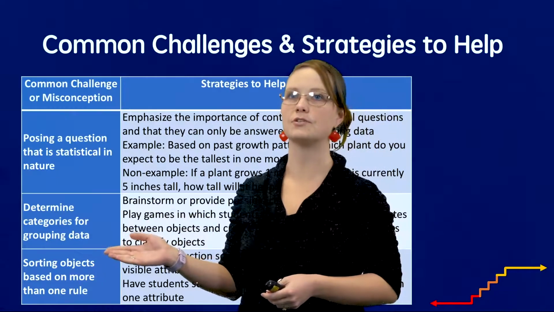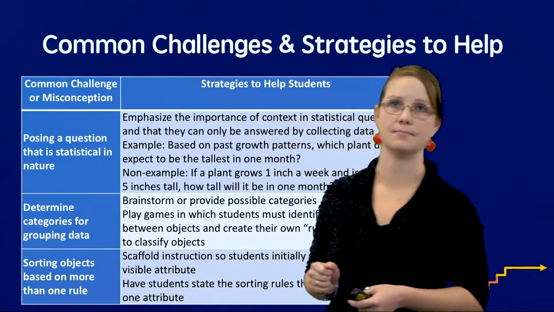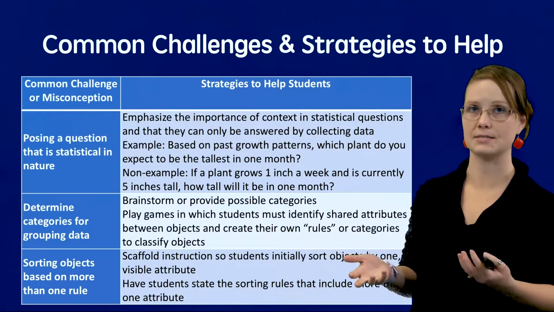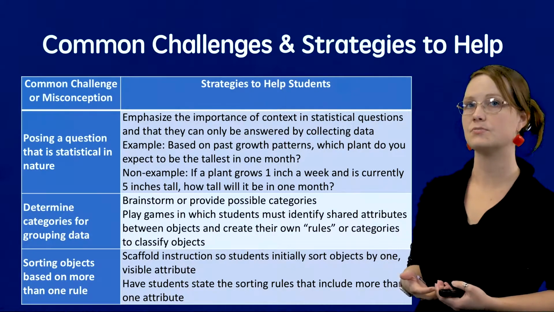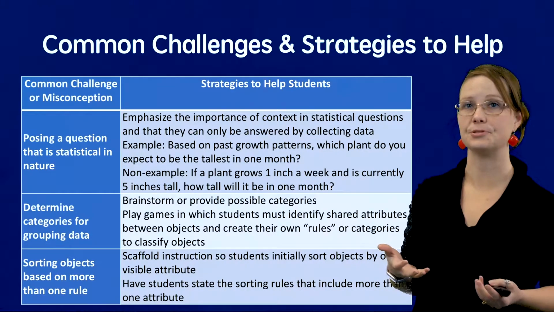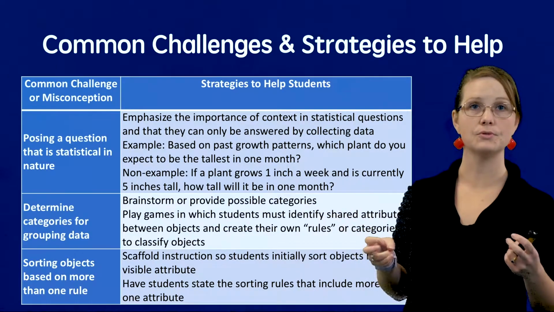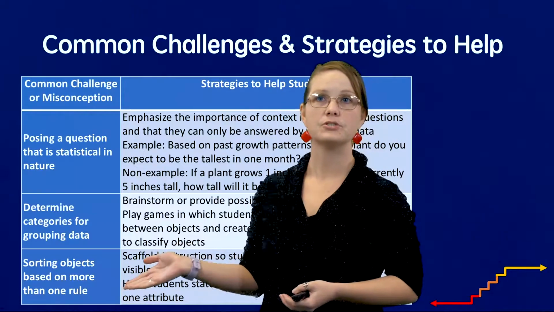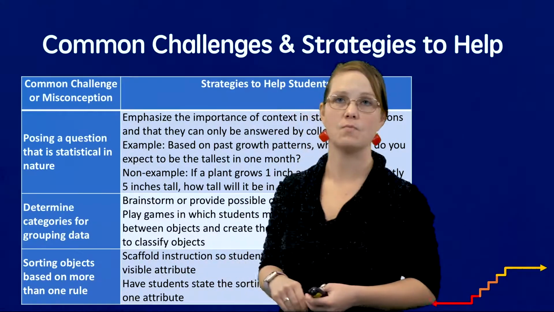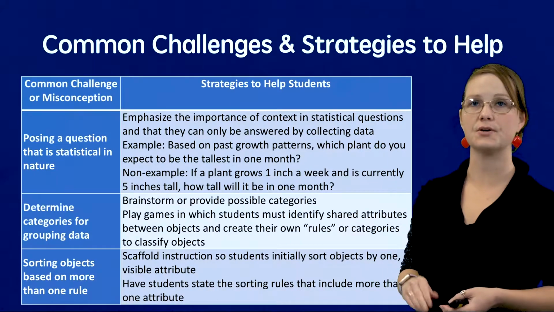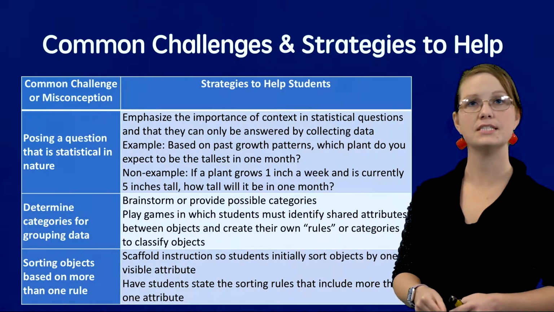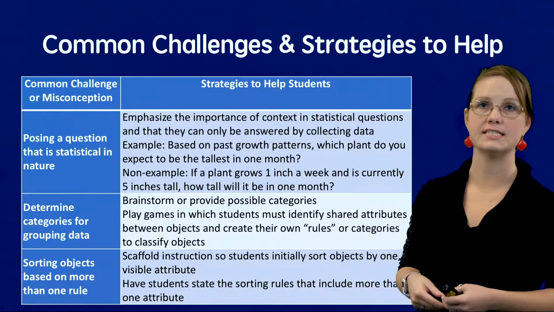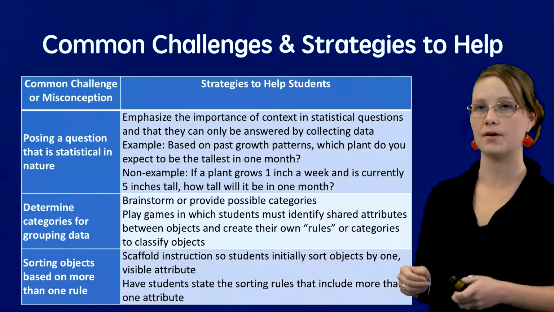What if a student struggles with determining categories for grouping data? Well, a potential solution would be to brainstorm or provide possible categories and play games in which students must identify shared attributes between objects and create their own rules or categories to classify objects. What if they struggle with sorting objects based on more than one rule? Well, we really need to make sure that we're scaffolding instruction so that students initially sort objects by one visible attribute, and then have students state the sorting rules that include more than one attribute.